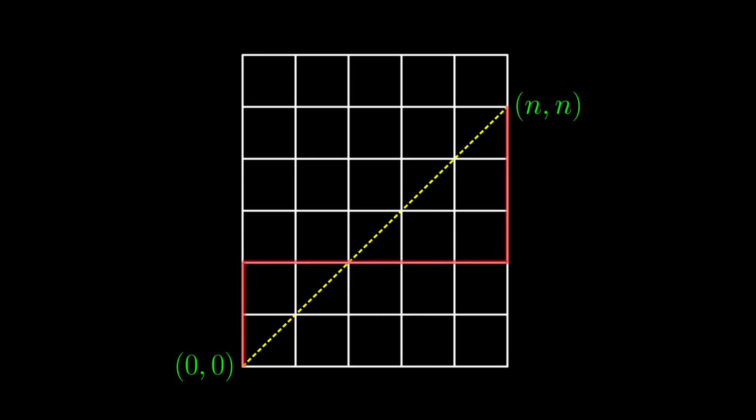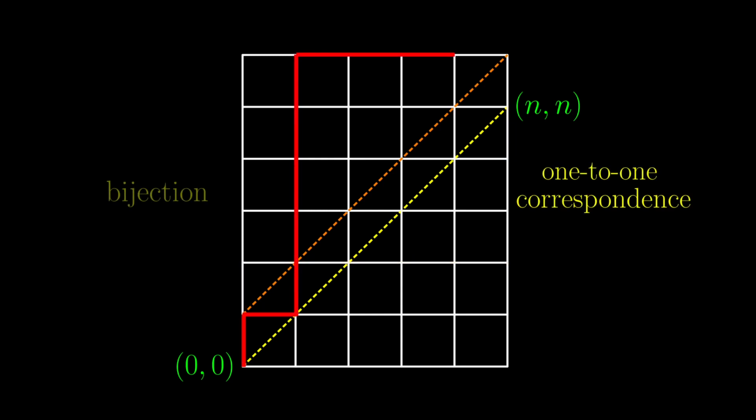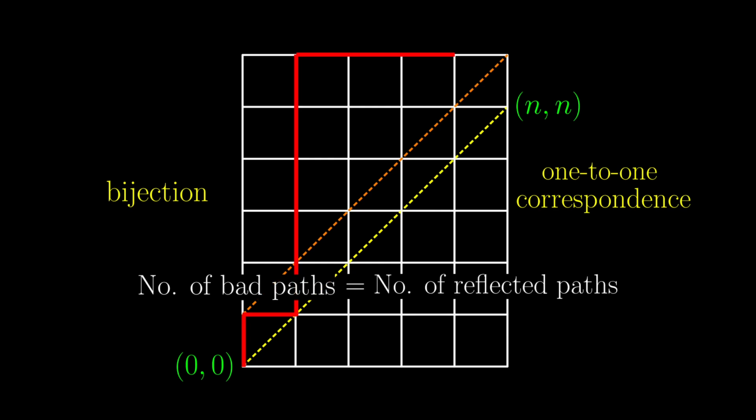Any bad path like this one has to touch or cross this orange line at least once. We consider the part of the path after touching the orange line and reflect it across the line. The thing about this method is that we can always reflect back to where we started, so we have established a one-to-one correspondence, or a bijection if you want some mathematical jargon. That means the number of bad paths equals the number of reflected paths. It seems silly to write it out, but it allows us to focus on counting the number of reflected paths.